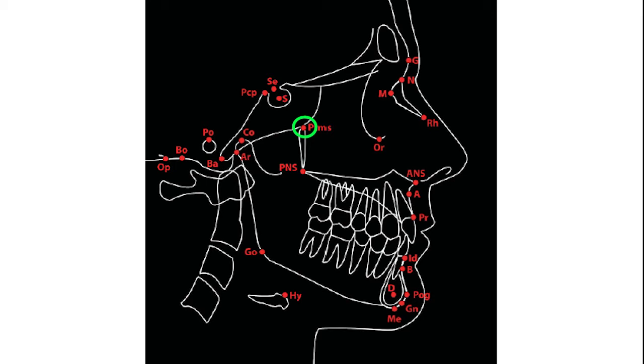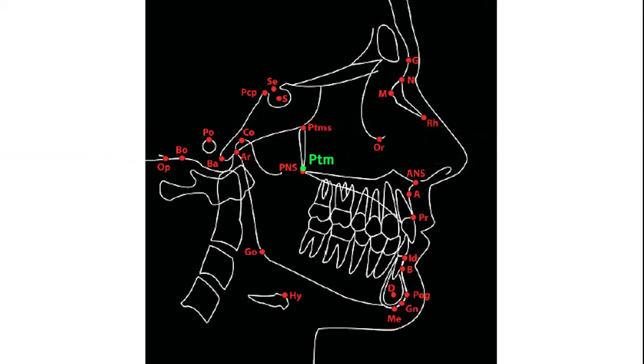Pterygomaxillaire superius. It can be abbreviated as PTMS. The pterygomaxillary fissure is a bilateral teardrop-shaped area of radiolucency, the anterior surface of which represents the posterior surface of the maxillary tuberosity. The landmark is the most superior point of the pterygomaxillary fissure.